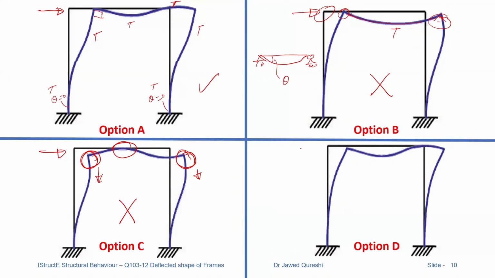How about option D? Now option D is similar to option A. Only difference here is that the curvature in left and right column is just a single curvature.